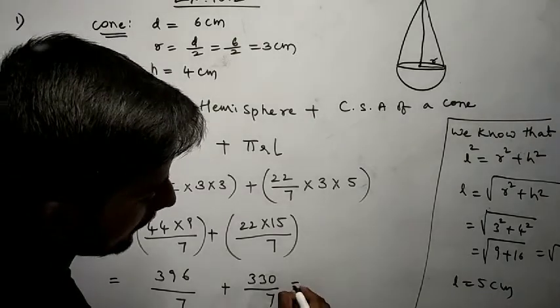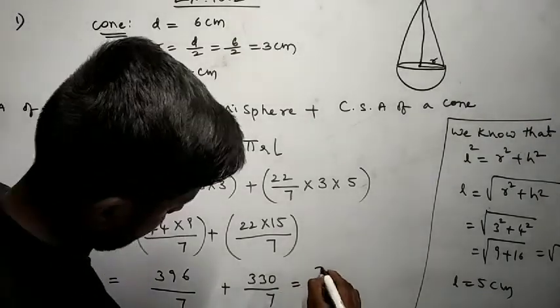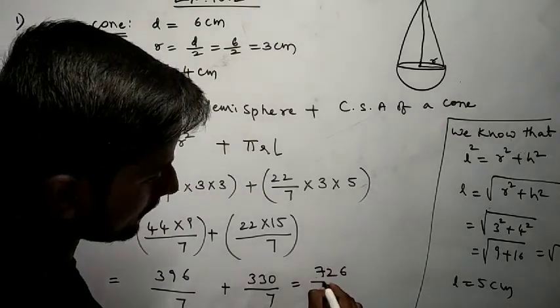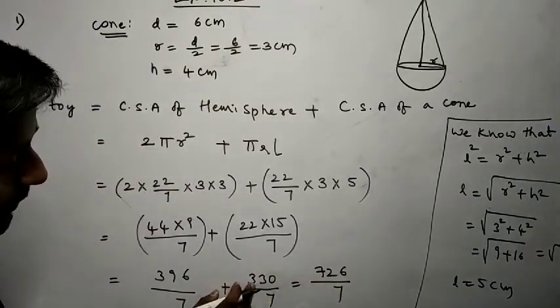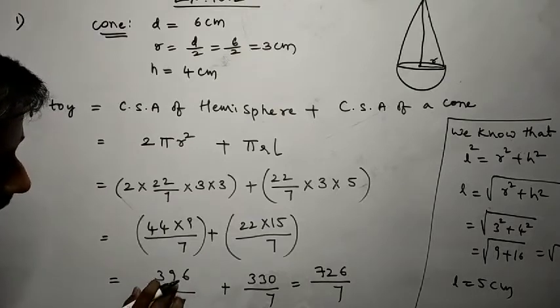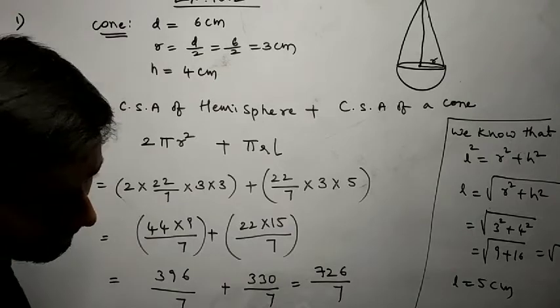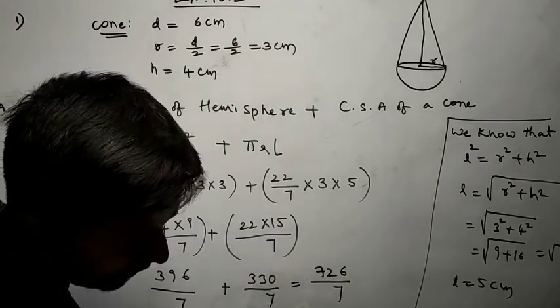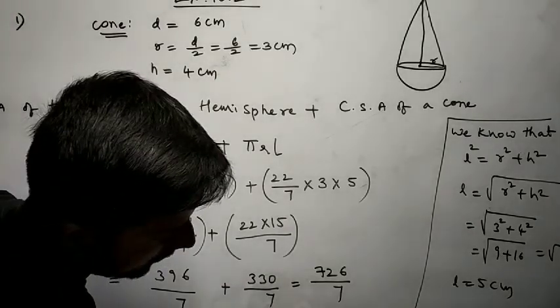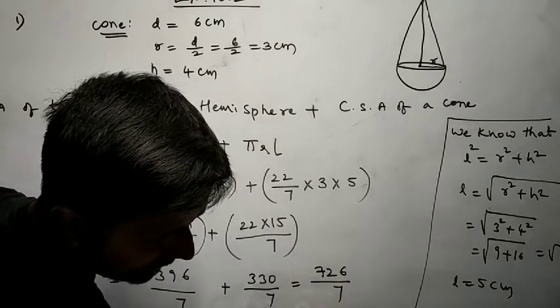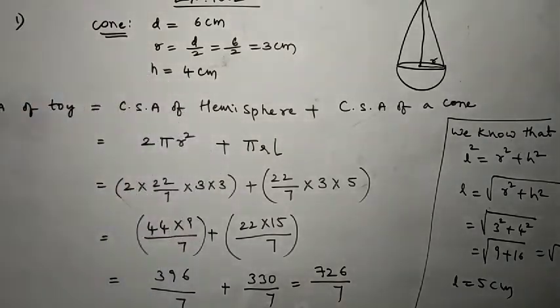So simply we can add them together and write 726 by 7, because 300 plus 300 is 600, 90 plus 30 is 120, and the remaining 6. If you convert that into decimal form, it is 103.71 centimeter square. So that is our total area, that means the CSA of the toy.